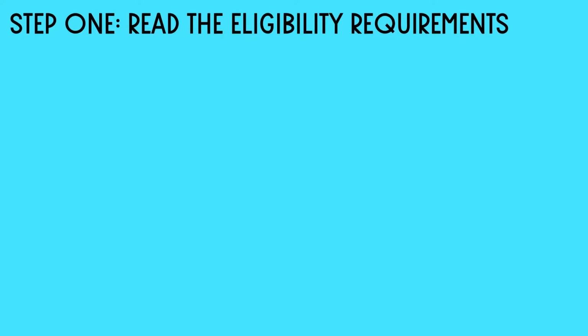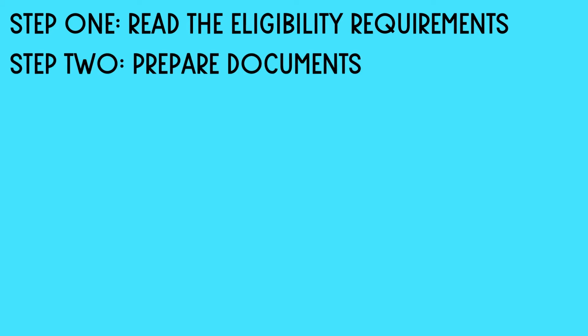Step 1, read the eligibility requirements and application timelines. Then decide which programs you'd like to apply to. I recommend applying to a few different programs. Step 2, prepare application documents like letters of recommendation, personal statements, passport copies, and more. This varies from program to program.